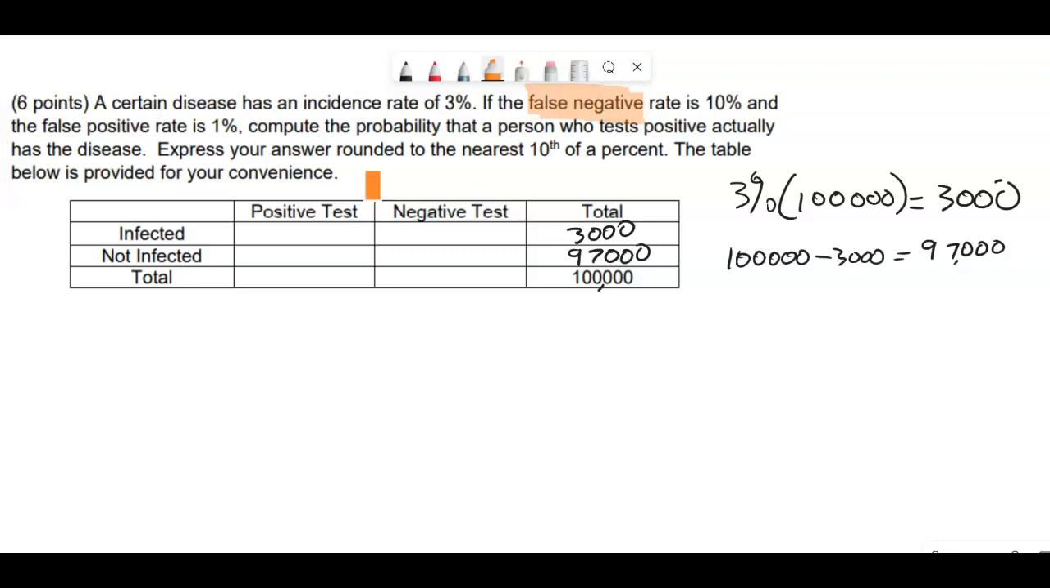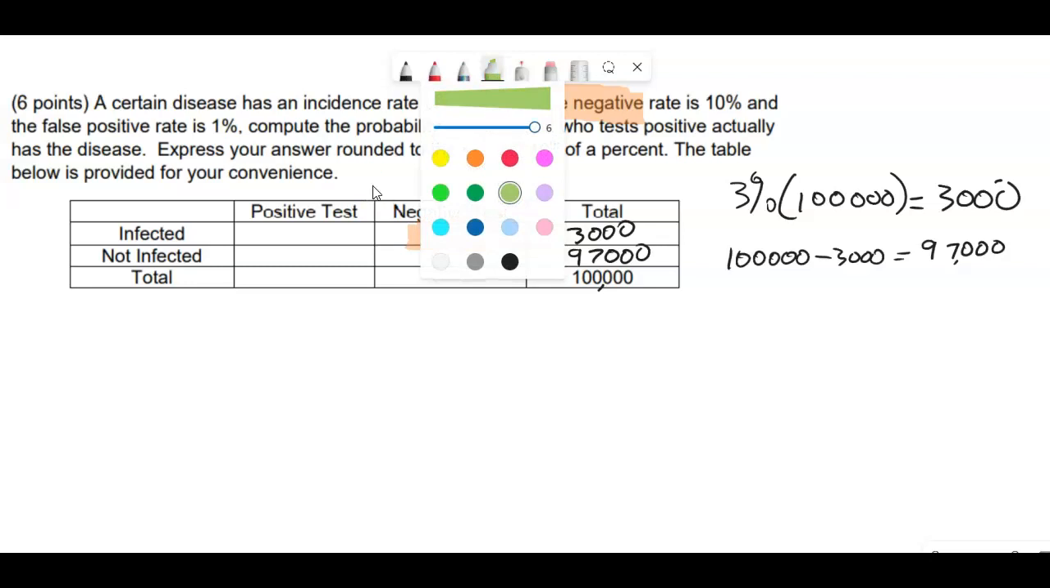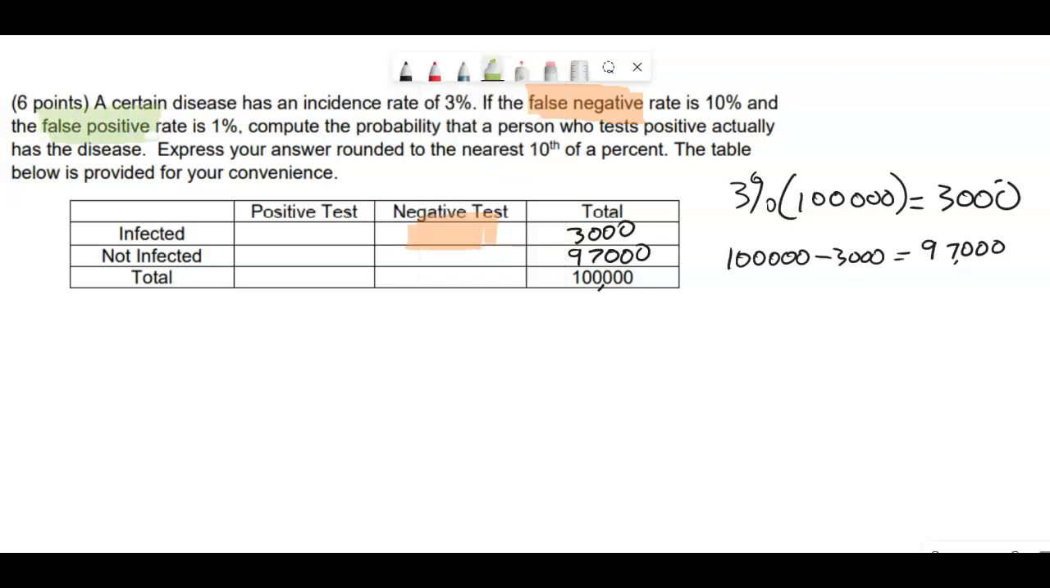Okay, now false negative. It's a negative test, and it's false. A negative test would be false if they were infected. And a false positive is a positive test, and it's false because they are not infected. This is where these values are going to go. So the false negative rate is 10%.